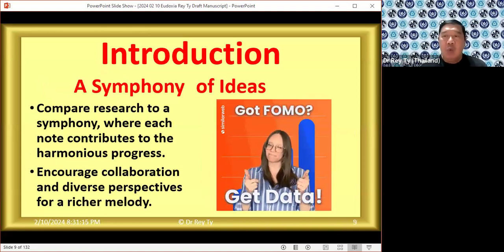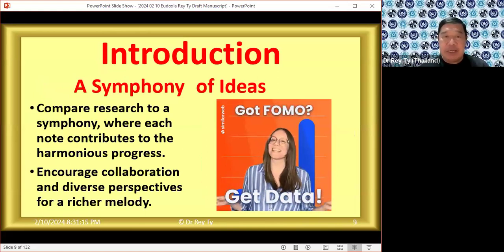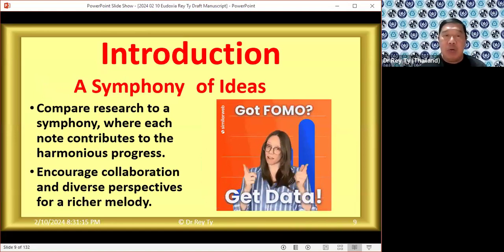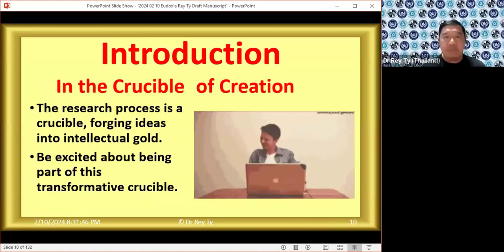And therefore, we are creating a symphony of ideas. We compare research to a symphony in which each note contributes to the harmony. Encourage collaboration and diverse perspectives for a richer melody. We do not assume there's only one way by which we can view the world. In fact, there are always multiple ways by which we can study the world.